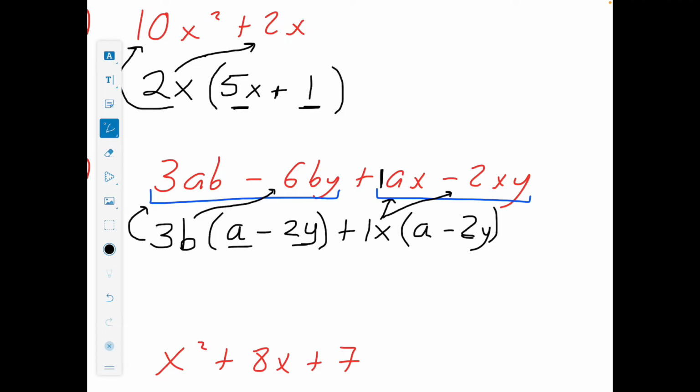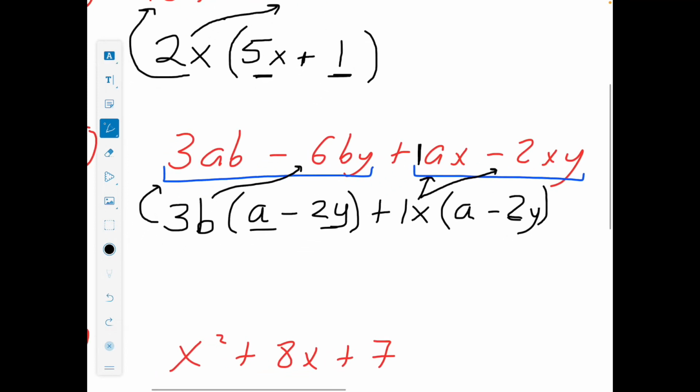Okay. Now, what you notice here is that our 2 brackets are the same. If your brackets are not the same, you've probably made a mistake, or you might need to reorder the question if it's a really tricky example. But these 2 brackets have to be the same. So a minus 2y, have to be the same thing.